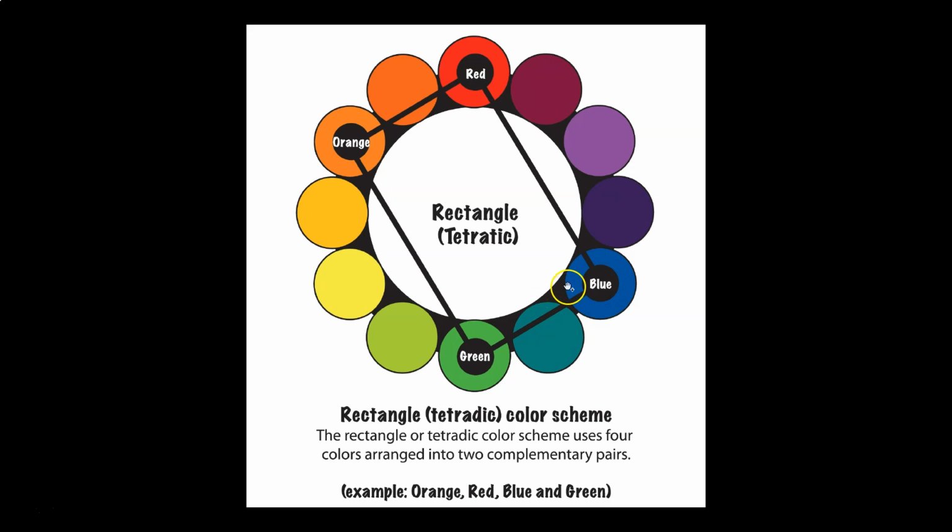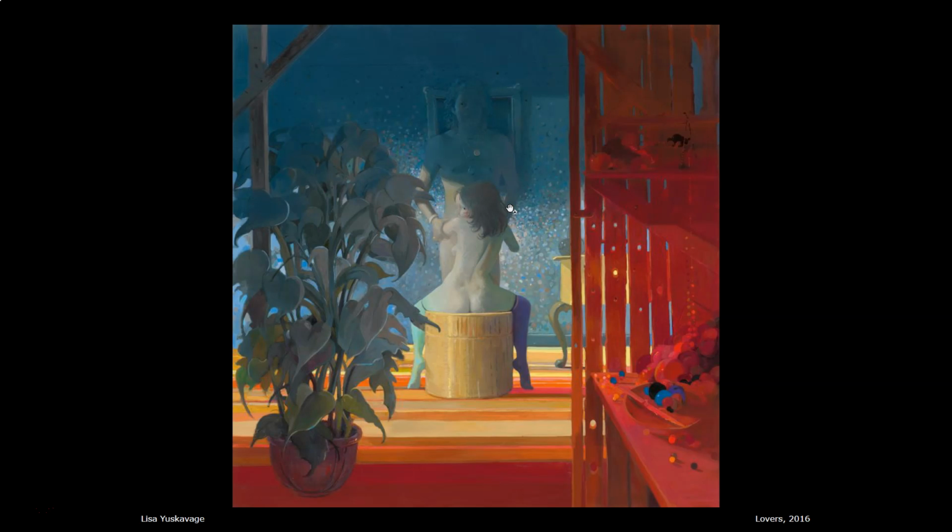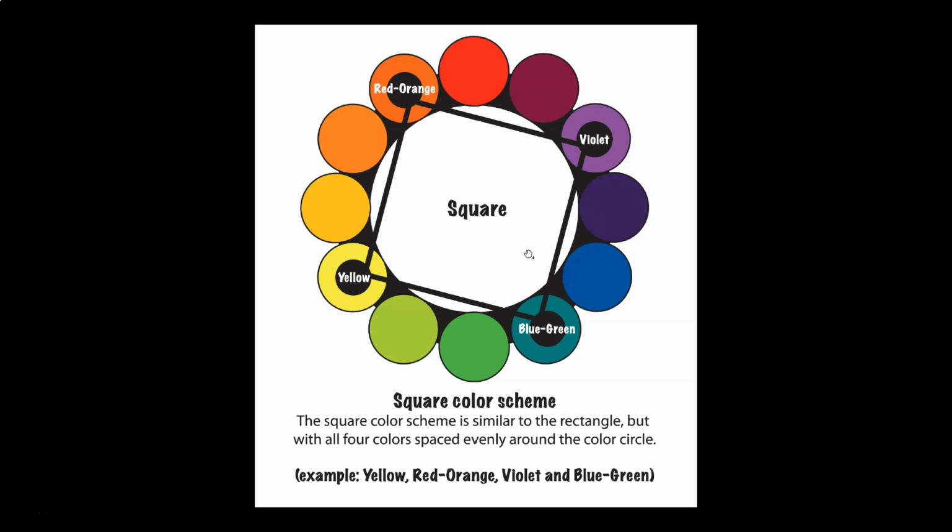A tetradic or rectangular color scheme will basically take two complementary pairs, so a red and a green and an orange and a blue, and use those together. So here you'll see that she's got the reds and the greens and the oranges and the blues. The other nice thing about that is it usually gives you a good warm cool contrast, which is something that's very striking always. You balance the cool greens against the really warm reds, and that will create a nice deep sense of space and contrast.